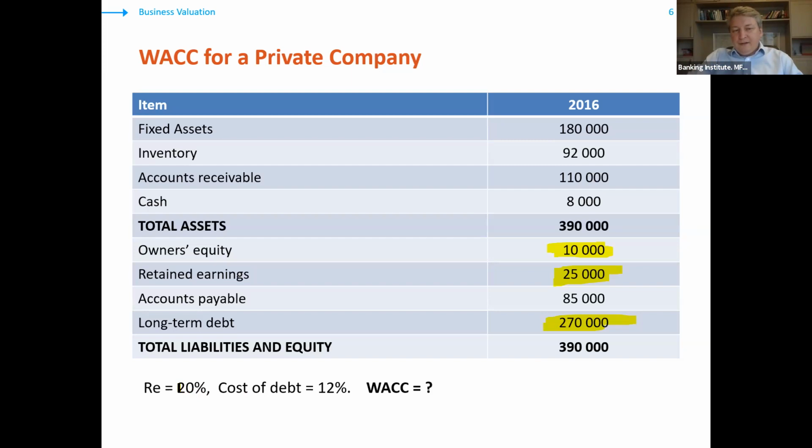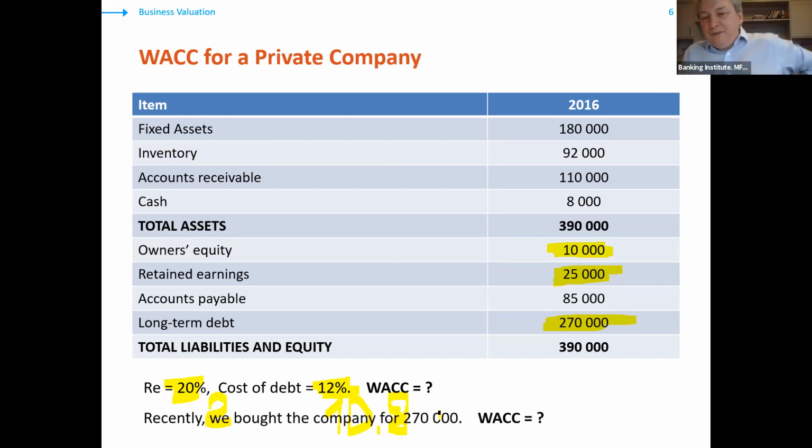So we take 10% of this, that's 2, plus 90% of this, that's well, 10.8, yes, 10.8. So we get 12.8 as weighted average cost of capital. And it looks like it was quite straightforward if this is the information we use.